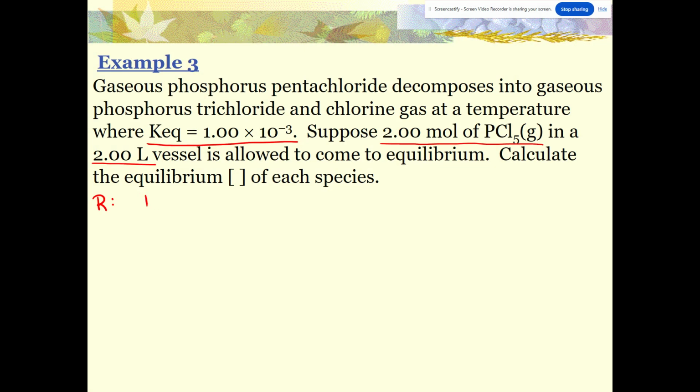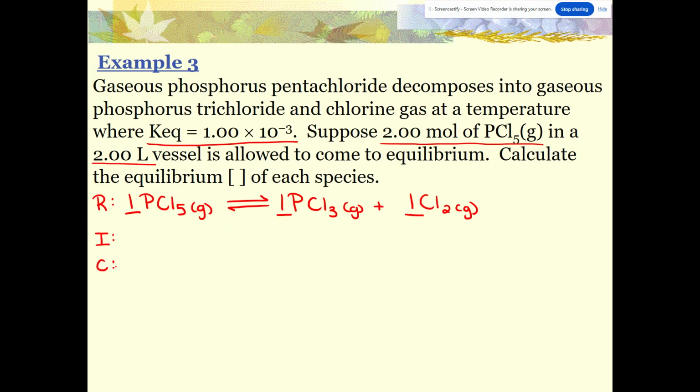Our reaction, phosphorus pentachloride would be PCl5, penta being 5, is decomposing into phosphorus trichloride, that would be PCl3 gas, and chlorine is diatomic also. Now I'm going to have a balanced reaction again of all ones, and I'm going to do the rest of my ICE table.